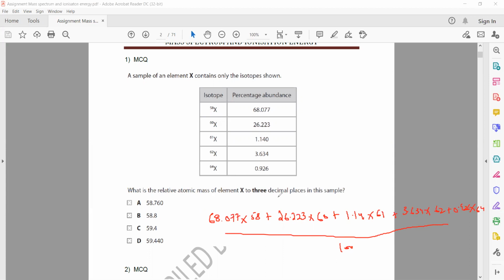58.760, and they mentioned 3 decimal places. So B and C cannot be an answer because it is only 1 decimal place. So either A will be the answer or D. When we solve, it will come out as 58.760.